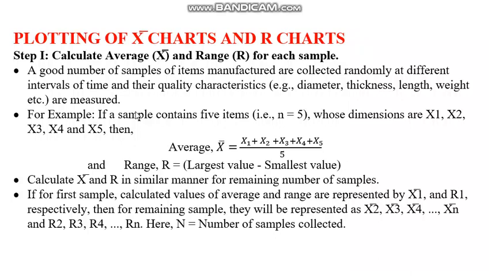A good number of samples of items manufactured are collected randomly. Each sample consists of 5 items, which you take as 5. Each sample of 5 items is manufactured and collected randomly, at different time intervals.